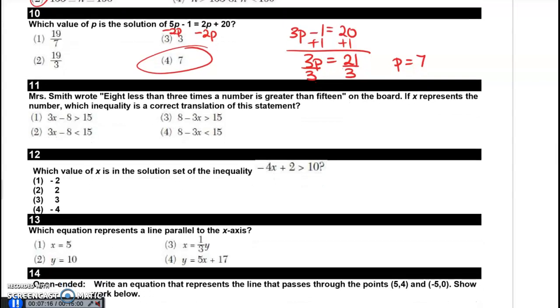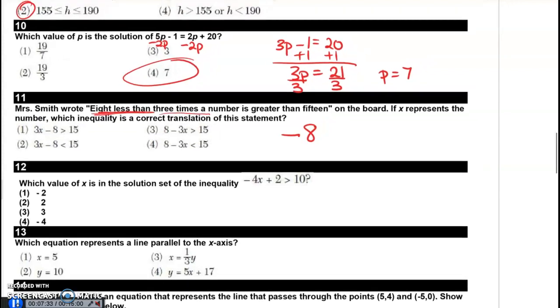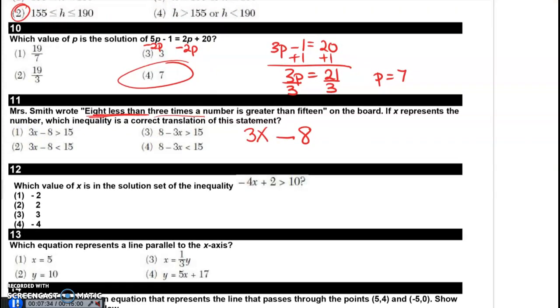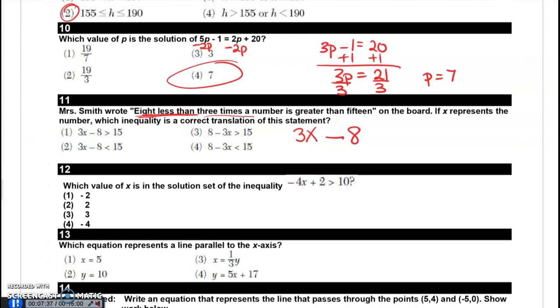Okay, number 11, Mrs. Smith wrote 8 less than. As soon as you see 8 less than, we need to make sure we know we're subtracting 8 from something. Don't do 8 minus, right? So subtract 8 from something. So 8 less than 3 times a number. So 3 times a number is greater than 15. So that would give me number 1.